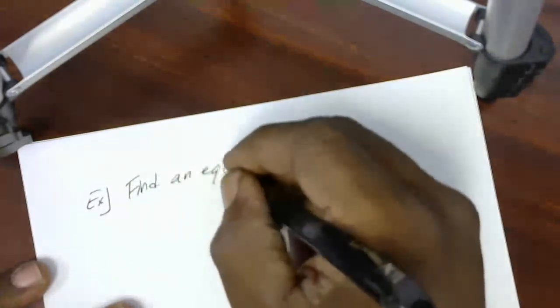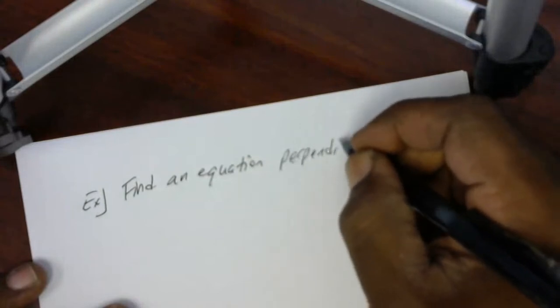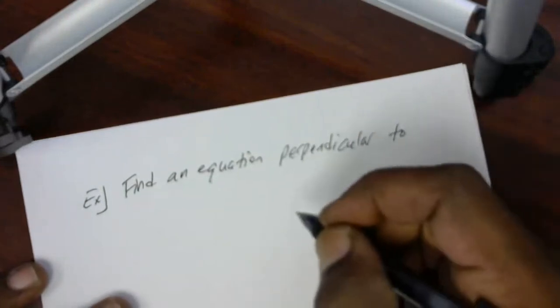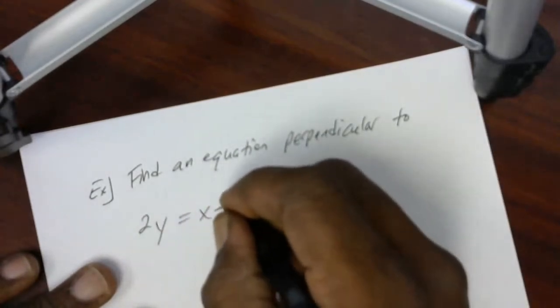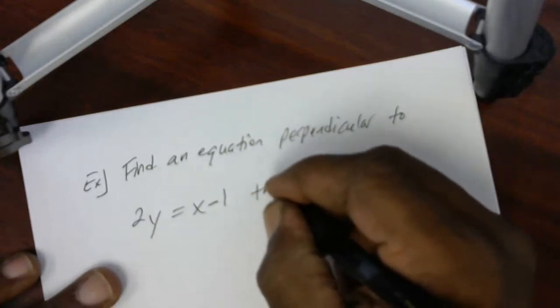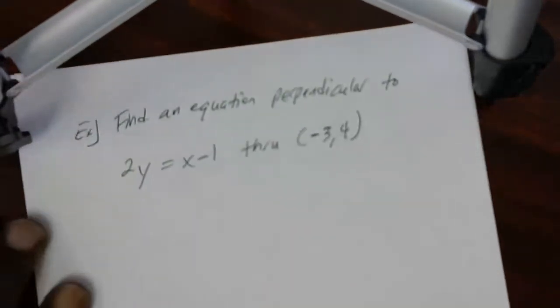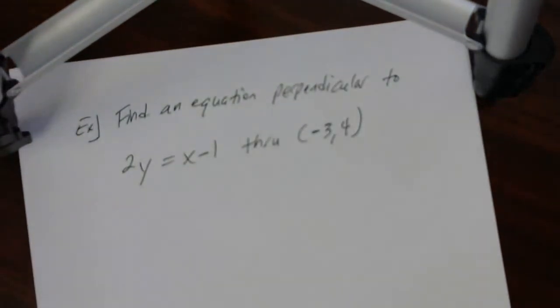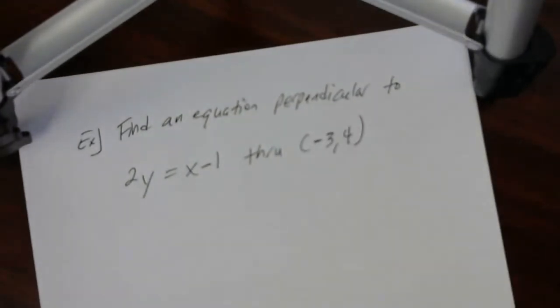So here we want to find an equation perpendicular to 2y is equal to x minus 1, and it passes through -3 comma 4. All right, so we're going to talk about this perpendicular concept in a little bit more detail.